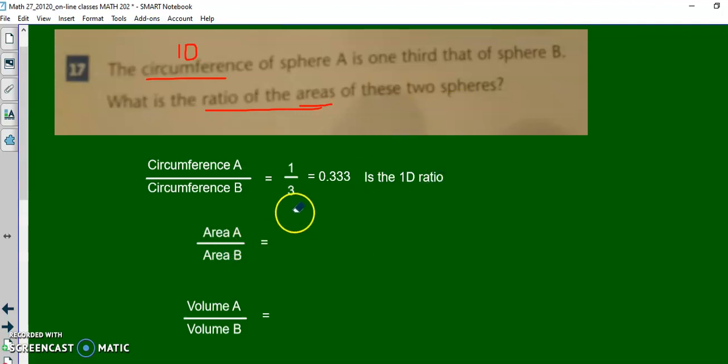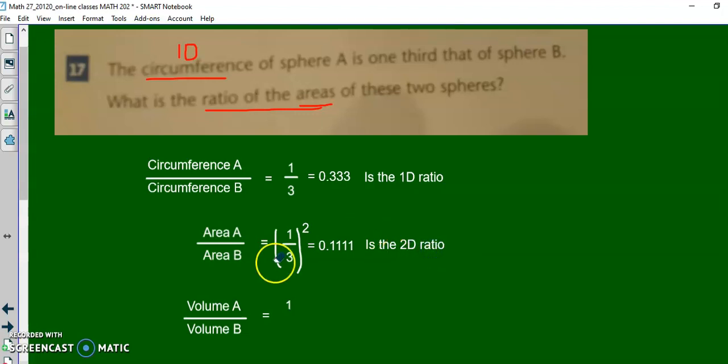Well, the 2D ratio is simply 1/3, but I have to raise it to the power of 2. So I have to square this. 1/3 to the power of 2, that's 1/3 squared, that's 1/9, which is 0.111. And that is the 2D ratio. So that's the answer here. That's what we're looking for.